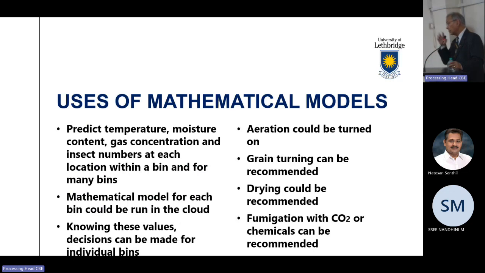The bin I showed you as an example bin, a CO2 cylinder was already there to do the fumigation for controlling insects and reducing the insect population. Next.